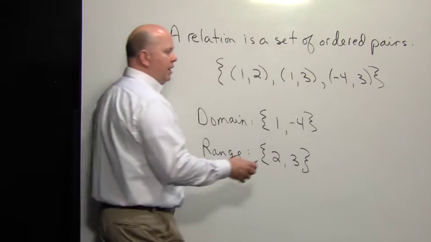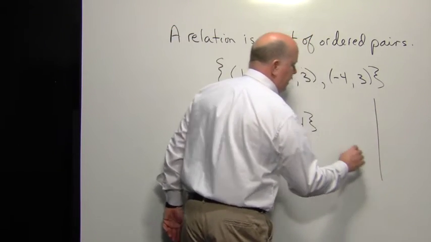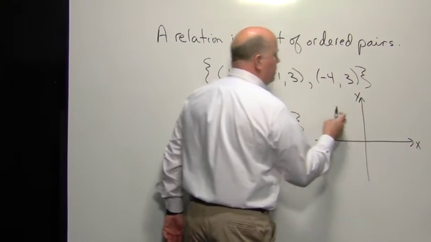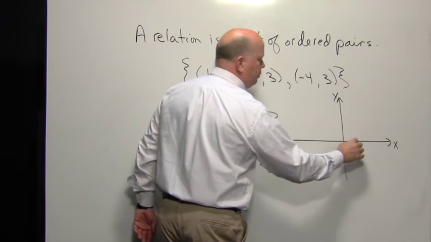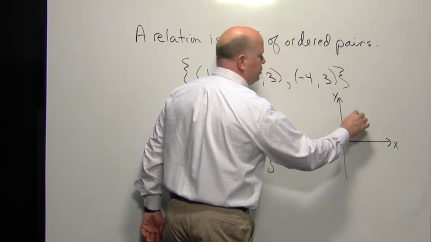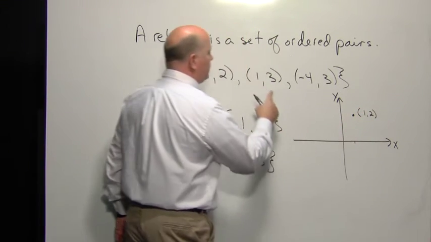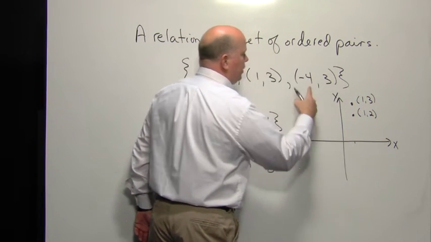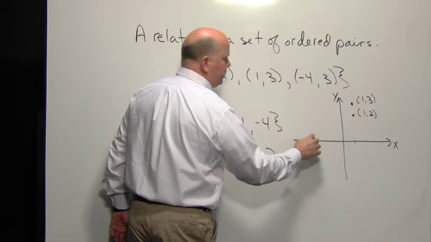Now there's another option of looking at domain and range. If we looked at a graph, these are simply coordinates that we would plot. So here is 1, 2. Here is 1, 3. Here is -4, 3.